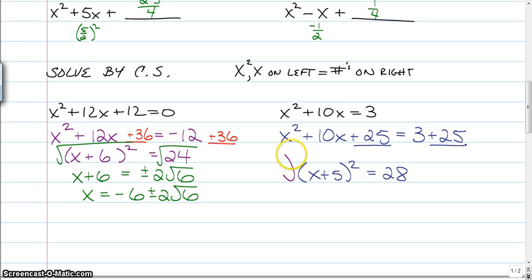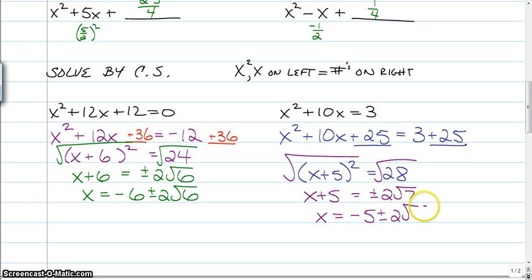Square root both sides. That's going to give you x plus 5 is equal to plus or minus 2 root 7. Subtract 5 from both sides and you get x is equal to negative 5 plus or minus 2 root 7, and you are now done. So that's how you solve by completing the square.